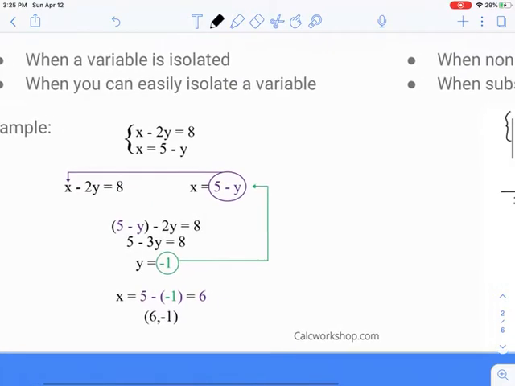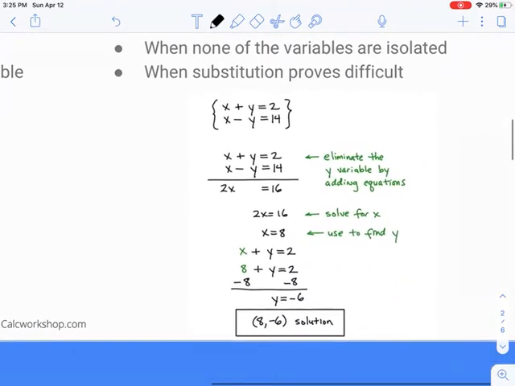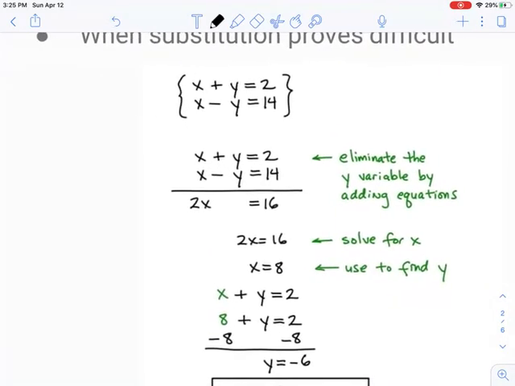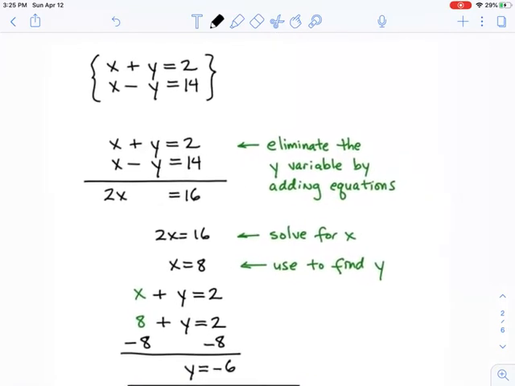When doing a system by elimination, we usually like to use this method when none of the variables are isolated and it's a little bit difficult to do so. So for example, although these two examples are fairly easy to isolate a variable, this is kind of just demonstrating how we would do so through elimination.